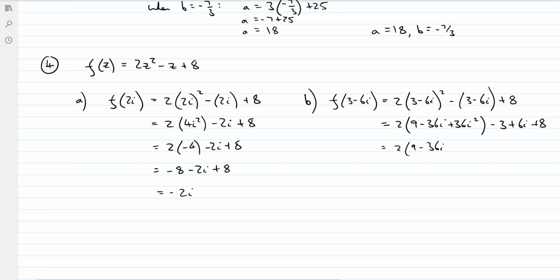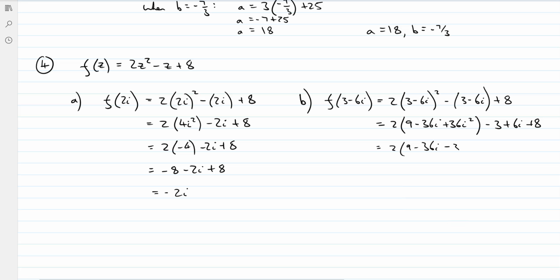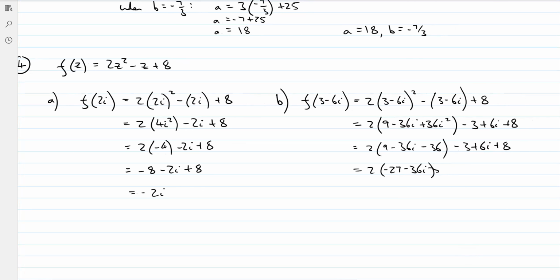Let's just tidy this up. So we're going to get minus 36 there, because i squared is minus 1. Sorry, I keep doing that. Minus 3 plus 6i plus 8. And you can simplify these in whatever kind of fashion you want to. 9 minus 36 is minus 27. And I might as well just combine minus 3 and the 8 here. Then expand, and then tidy everything up. So minus 54 plus 5, minus 49 is my real bit. Minus 72 plus 6 is minus 66i.